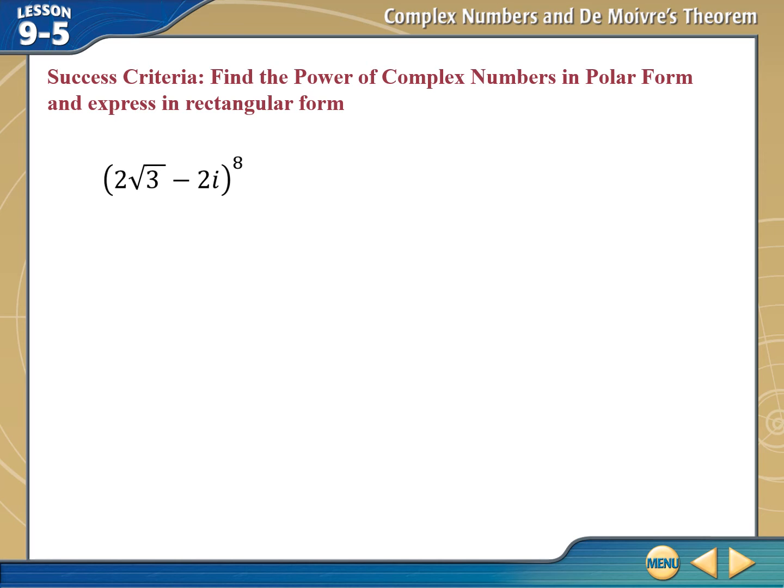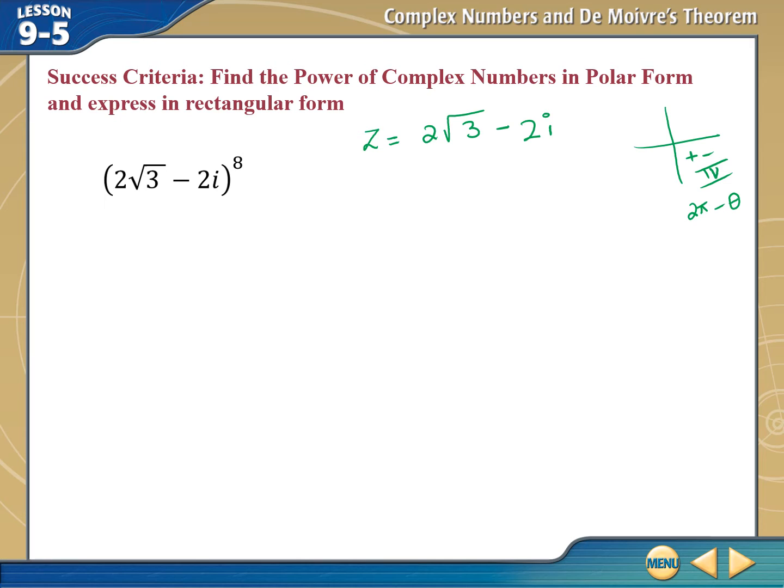Let's solve this question: 2 square root of 3 minus 2i, whole to the power 8. So the first thing is to convert this complex number into polar form. Make sure which quadrant this complex number lies in. You know that the signs are plus and minus, which means it lies in the fourth quadrant. And for the fourth quadrant, the formula for the argument is 2 pi minus theta. If you don't know how we found this formula, please see the previous videos.